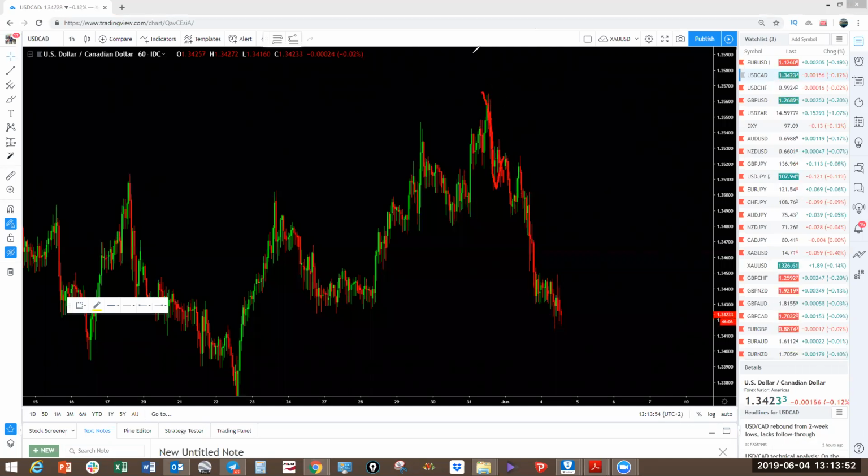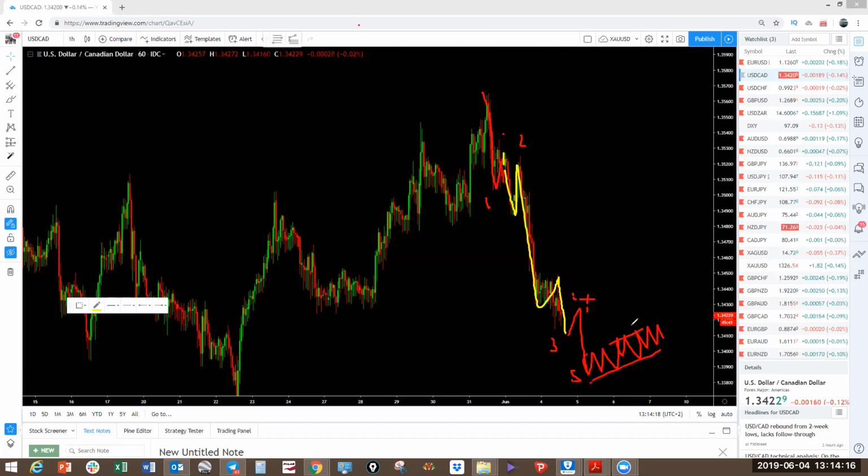1, 2, 1, 2, 3, possibly 4, 5, and then you get another 1, 2, 3, 4, 5, and then it gives you the corrective structure. Okay, and it gives you the corrective structure, a deeper one this time, one that we're actually looking for.